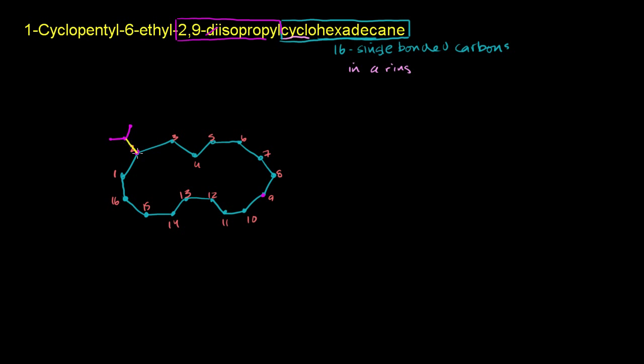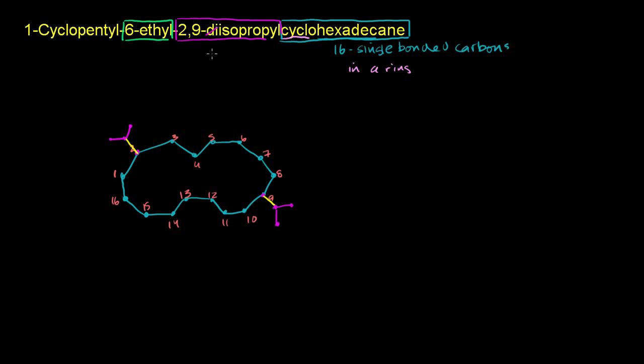It's going to be linked right over there. And that's also going to happen at the 9th carbon. So at the 9th carbon, we're going to have another isopropyl. All right, we've taken care of the 2,9 isopropyl. Then we have the 6-ethyl, which is just a 2 carbon. Remember, meth is 1, eth is 2, prop is 3. So this is, let me write this down.